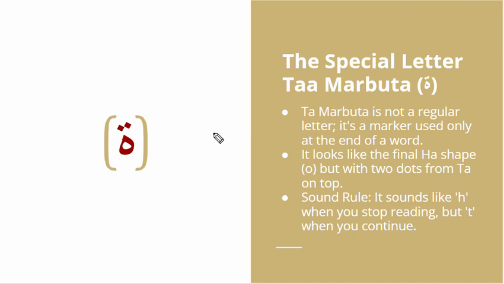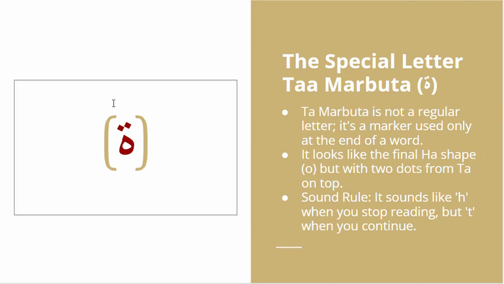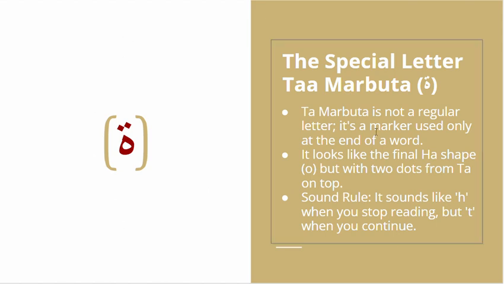It looks exactly like ha in its standalone form, but this doesn't change like ha. It just looks like this, or like this when it's linked to a letter, with the two dots. This is the only change it has, and we will also go over this. Now I want to talk to you about the sound rules of ta marbuta. When you stop after it, it sounds like ha. It is the same sound as ha.